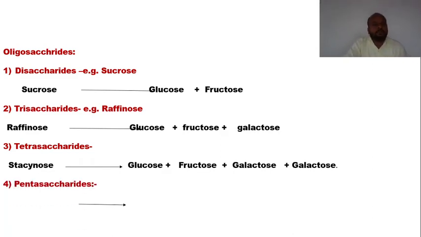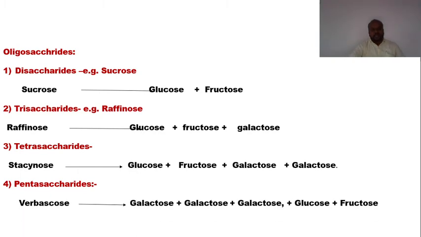And the last one is the pentasaccharide, and in a pentasaccharide there are 5 different sugar molecules: galactose, galactose, galactose, glucose and fructose. When verbascose is hydrolyzed, we get these 5 sugars, and therefore it is called a pentasaccharide. So this is the classification of the oligosaccharides and some examples of oligosaccharides.